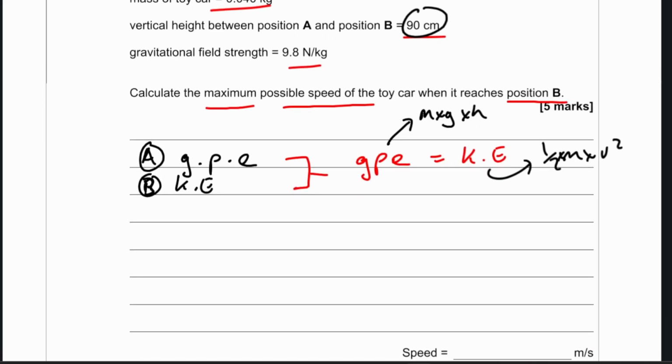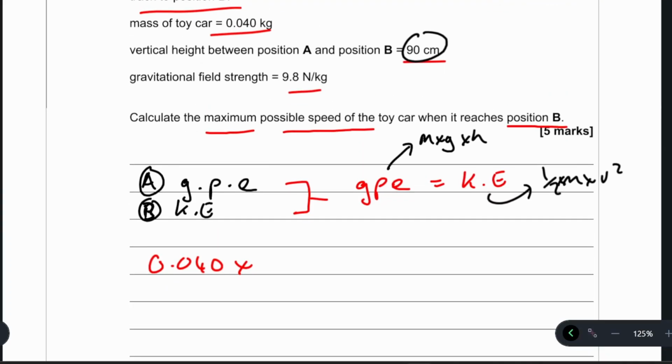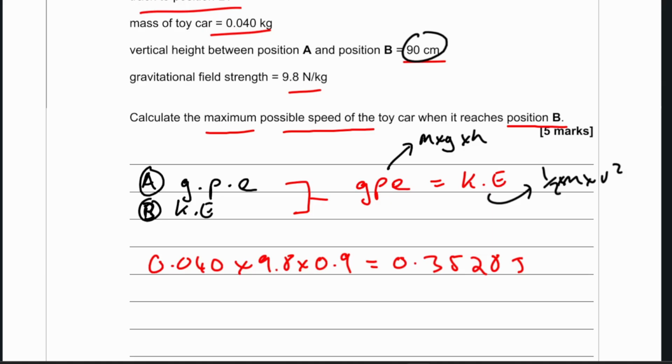So that's the mass, which is given to us as 0.04 kilograms, multiplied by the gravitational field strength given to us as 9.8 newtons per kilogram, multiplied by the height, which is given to us as 90 centimeters, and we're going to convert that to meters because we need everything to be in the standard form. So this is going to become 0.9 meters. And if you put that into our calculator, we should get an answer of 0.3528 joules.